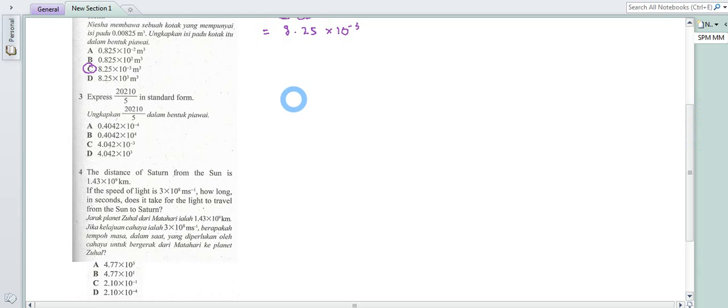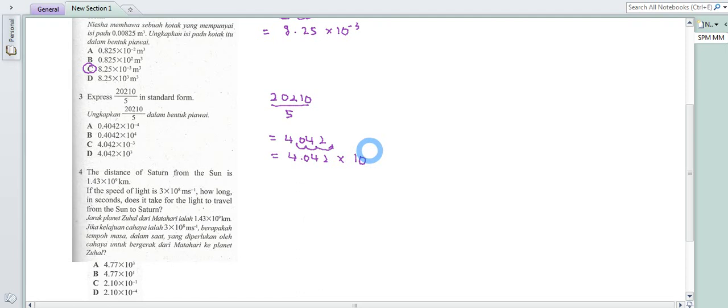Okay, how about number 3? This one you can just press your calculator. 20210 divided by 5, and you need to write your answer in standard form. So this is 4042. I want to change it to standard form, 4.042. The decimal is actually over here. I move it here, so I need to go back to the original place. 1, 2, 3. So now I move the decimal to the right hand side.